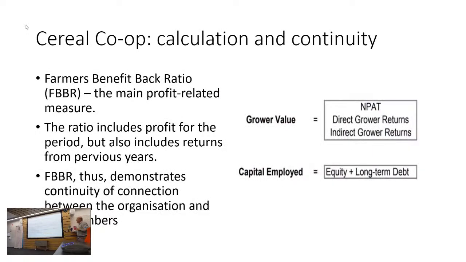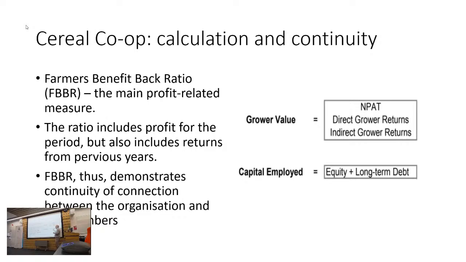Follow the basics. When we started asking them, well, how do you measure your profitability? The main element that they speak about and refer to in their accounts is something, this is not the real name because we don't want to expose their measure, but we call the farmer's benefit back ratio, which is basically a ratio between what they call grower value and capital employed. Capital employed is pretty much what we can think of as equity, but they also have long-term debt here at the denominator.